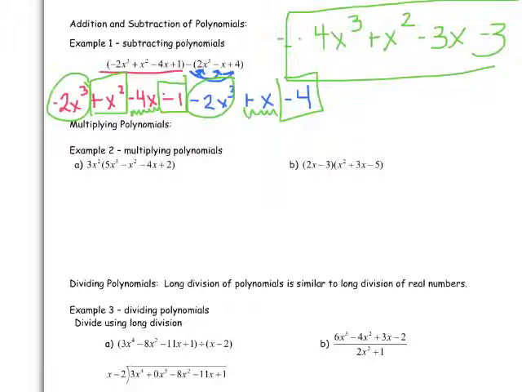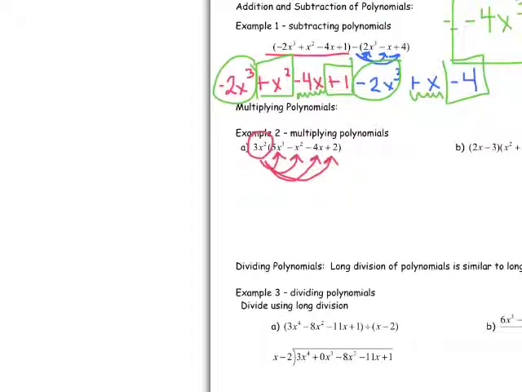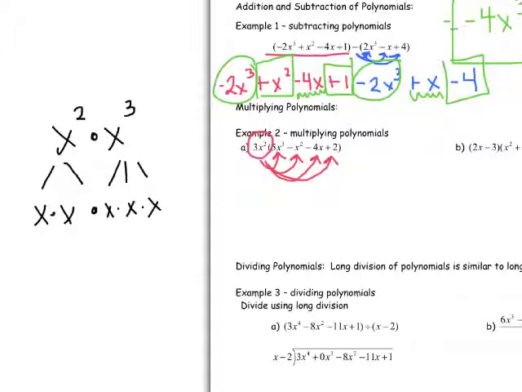Okay, multiplying. So when we multiply, it's basically just distribution. So I'm going to distribute this 3x squared to 5x cubed, negative x squared, minus 4x plus 2. As a super quick reminder, if I ask you what x squared times x to the third is, at least when you're learning these properties, it's x times x, that's x squared, and then I have times x times x times x. So 5 x's are being multiplied, so that's x raised to the fifth.